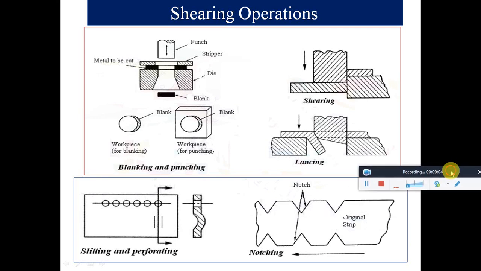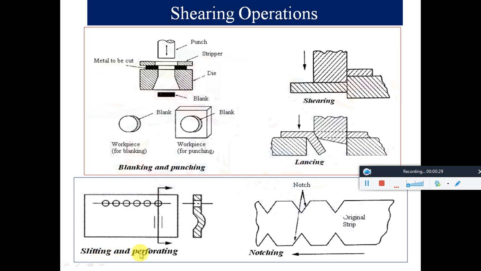We'll see the various shearing operations that can be done on sheet metal products. As we have seen before, blanking and punching are shearing of the sheet metal. These are the sheets. When it is sheared off, what happens? This sheet metal would be cut, and this is lancing.